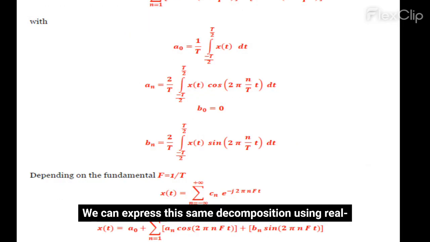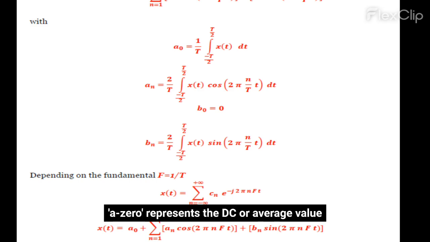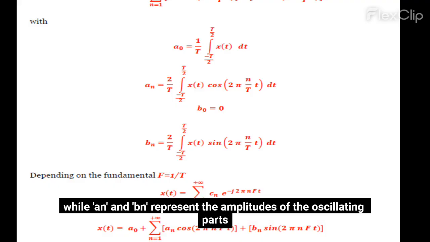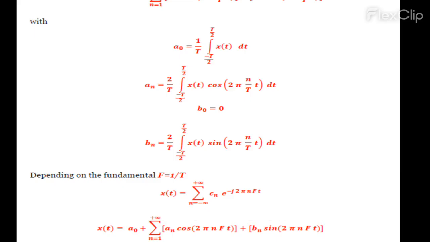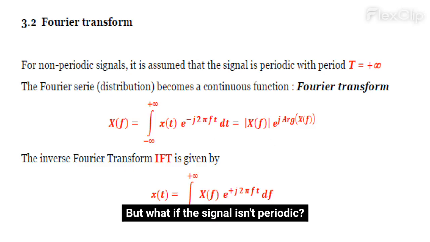We can express this same decomposition using real-valued sines and cosines instead of complex exponentials. Here, A0 represents the DC or average value, while an and bn represent the amplitudes of the oscillating parts. The key takeaway here is that traditional Fourier series are strictly for signals that repeat forever. But what if the signal isn't periodic?